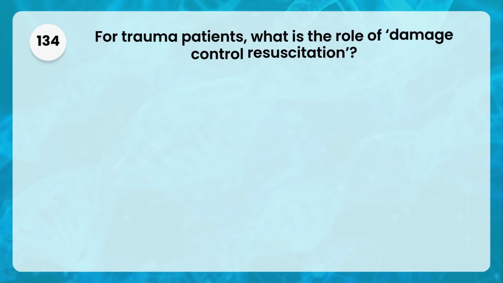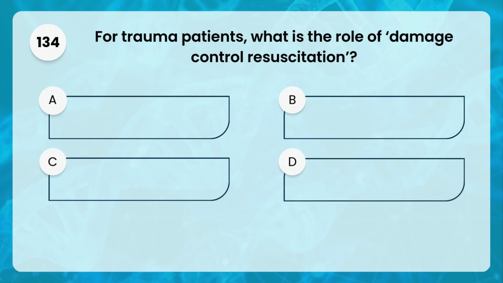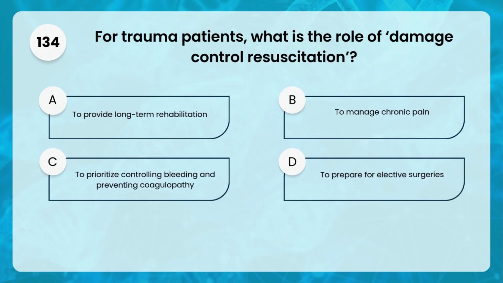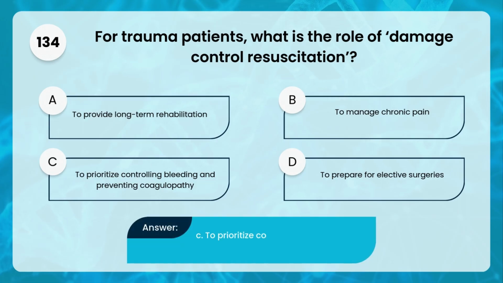134. For trauma patients, what is the role of damage control resuscitation? A. To provide long-term rehabilitation. B. To manage chronic pain. C. To prioritize controlling bleeding and preventing coagulopathy. Or D. To prepare for elective surgeries. The answer is C. To prioritize controlling bleeding and preventing coagulopathy.